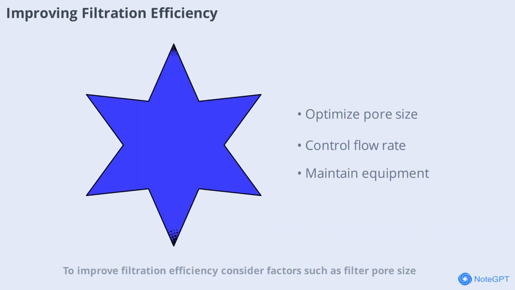To improve filtration efficiency, consider factors such as filter pore size, flow rate, and temperature. Pre-filtering the mixture to remove large particles can prevent clogging. Using a vacuum or increasing temperature can speed up the process. Regular maintenance of equipment also ensures consistent performance.